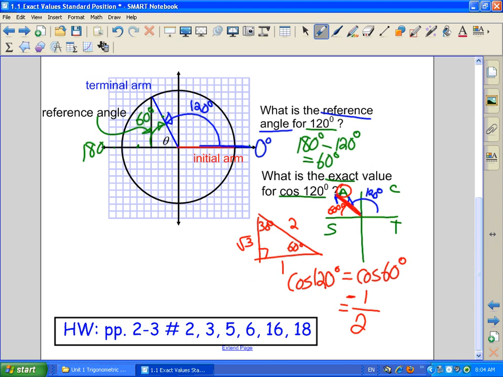Okay, so let me just go over that again. The exact value tells you using special triangles. So again, we look at the adjacent side and the hypotenuse. So that gives us the 1/2. But then we have to double check if it's positive or negative. So again, we look at where our terminal arm lies. For cosine, the only one that's positive in that is the sine.